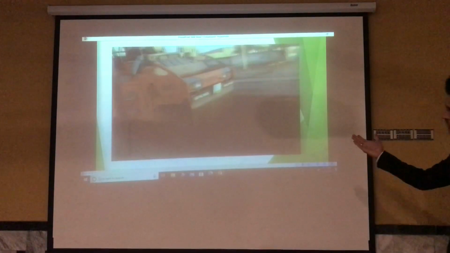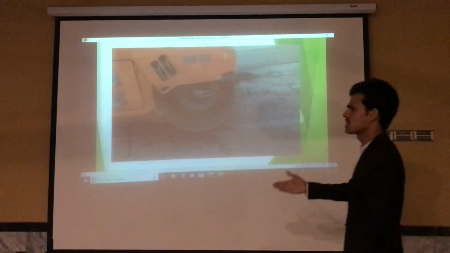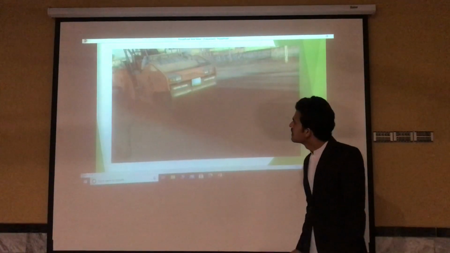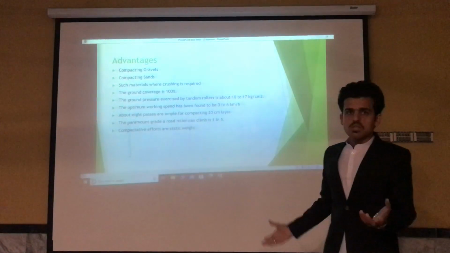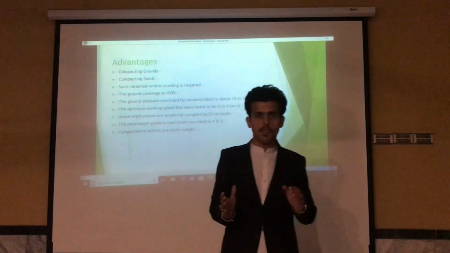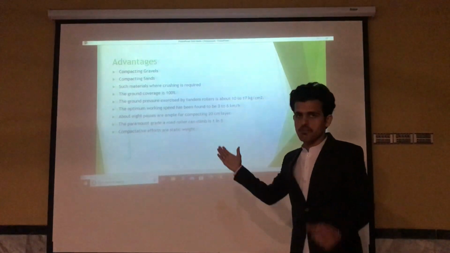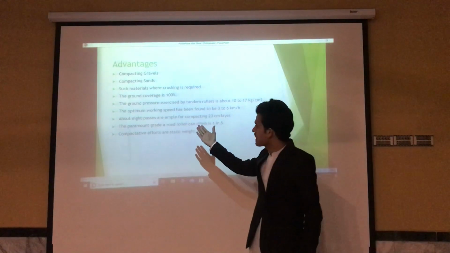This is the first one, the smooth wheel roller. Now remove the next slide. Now some of the advantages or uses of the smooth wheel roller. Compacting gravels. We are compacting gravels with the help of this one.